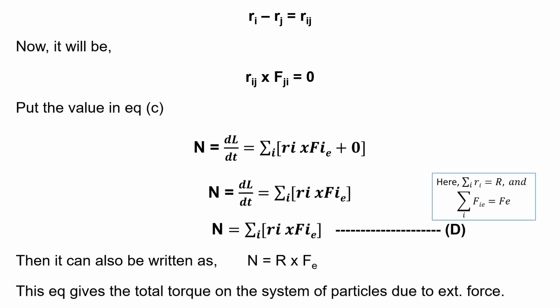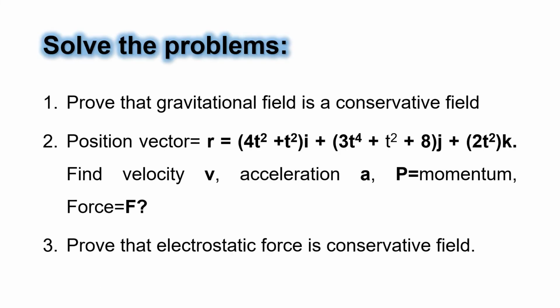Here you can see that the equations for the system of particles and for the single particle are the same. So now we are going to solve some examples. Number one is to prove that the gravitational field is a conservative field with the position vector small r. There is the value of small r. From this we have to find the value of velocity v, acceleration a, momentum p, and force F.